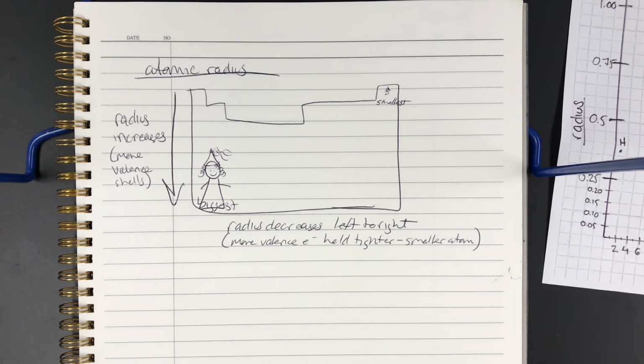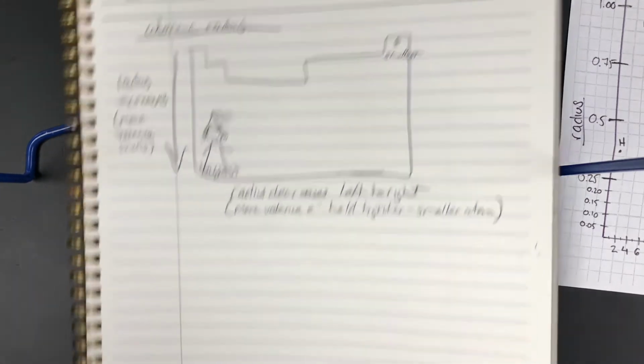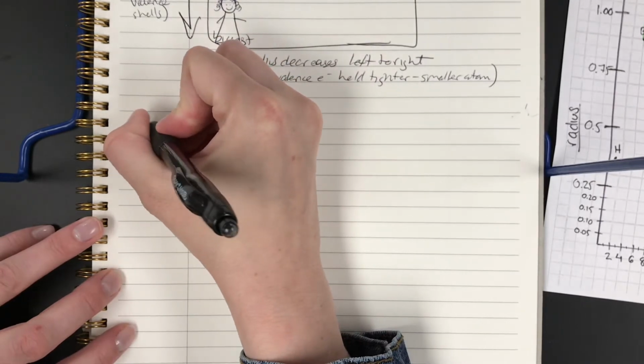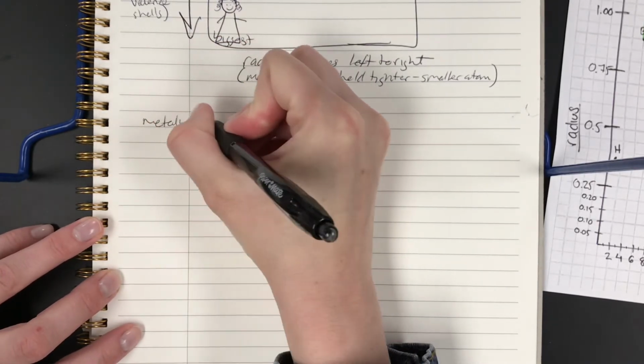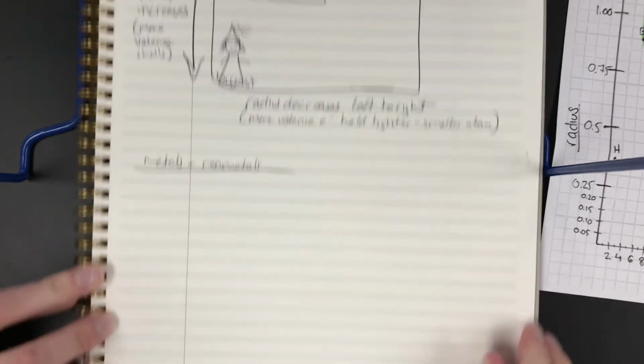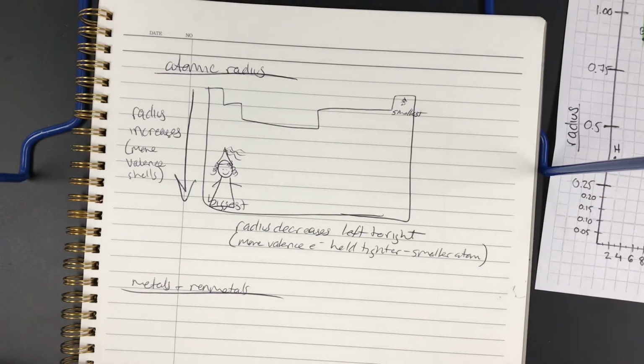All right, so we got a quick note on size there. Next thing we're going to look at is the different regions of the periodic table as far as metals, nonmetals, and metalloids. So let's do the next part. Yep, smallest is in the top right.